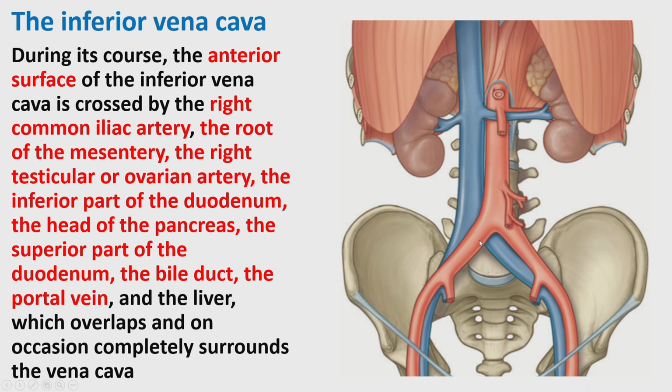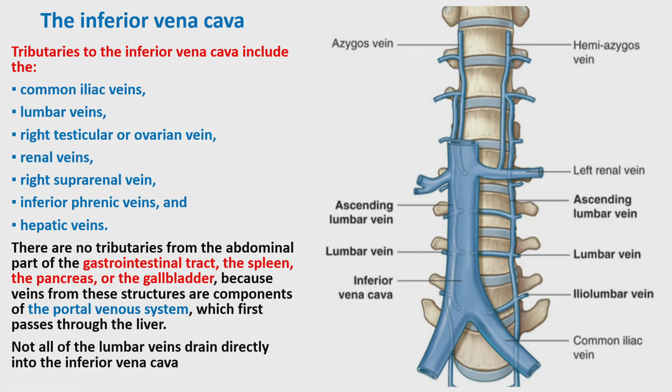It has a close relation with the right common iliac, the root of the mesentery, the testicular and ovarian vessels, and the inferior part of the duodenum, pancreas, and bile duct. So they have the topography of anatomy that you could see, but what I wanted to mention about the lumbar vein.